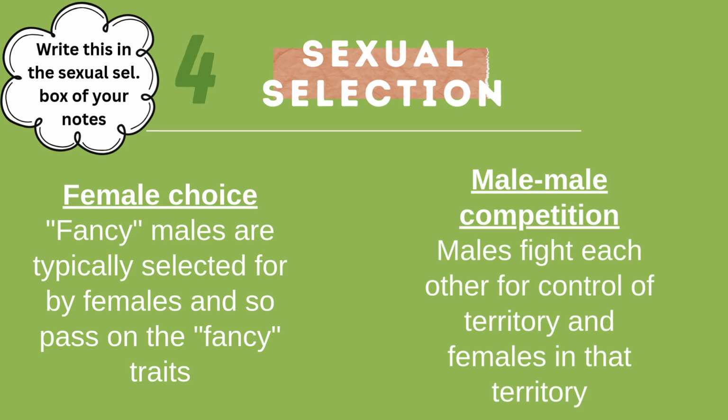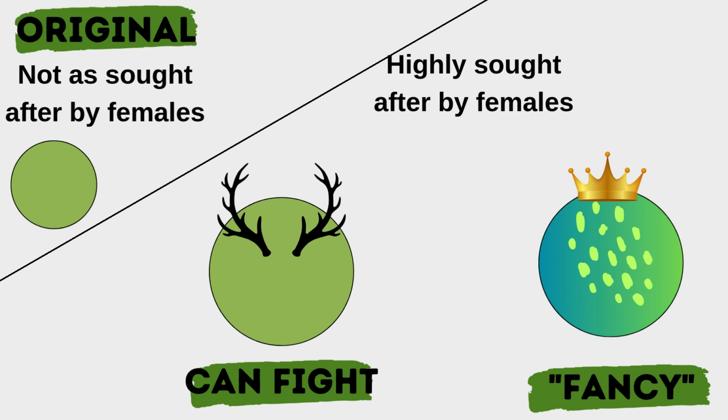And then male-male competition: males obviously fight each other for control of a territory, and the females that happen to be in said territory. And so the example I gave here, this plain green male over here isn't going to be highly sought after by any females.